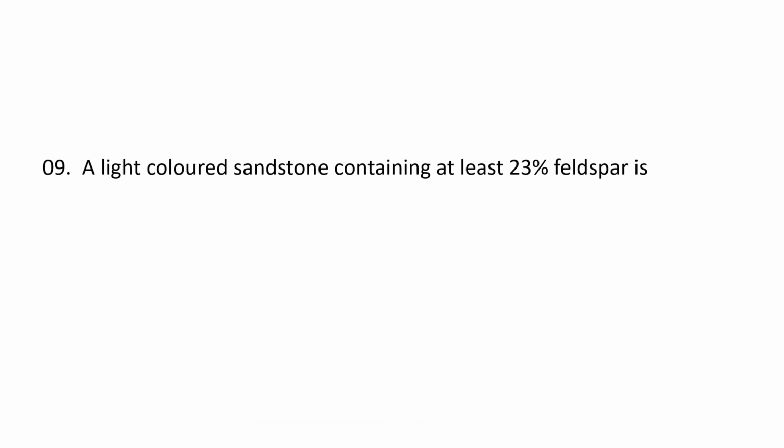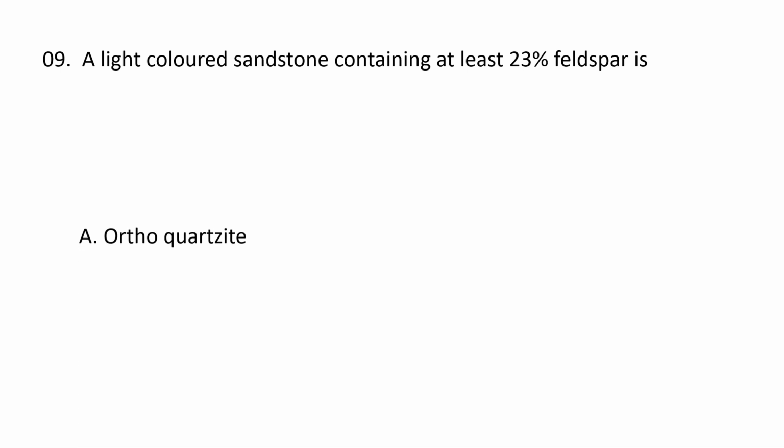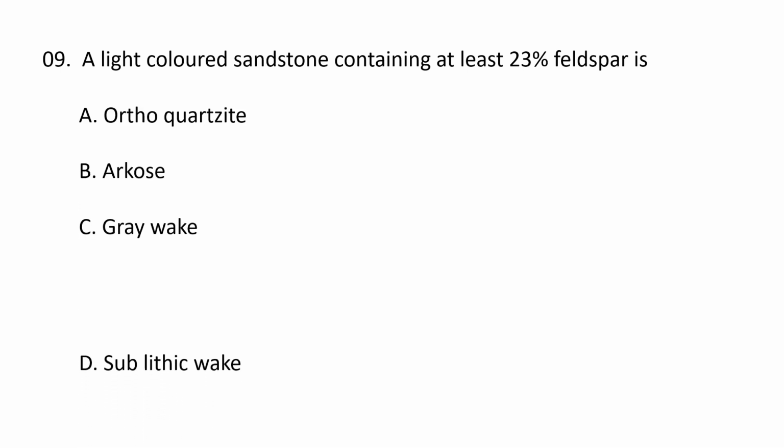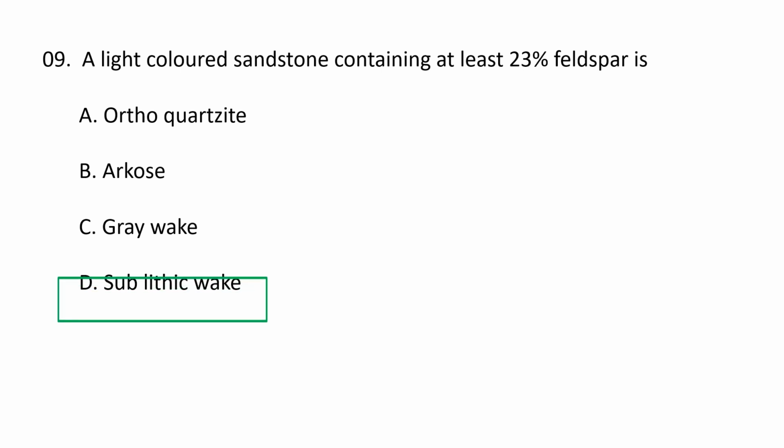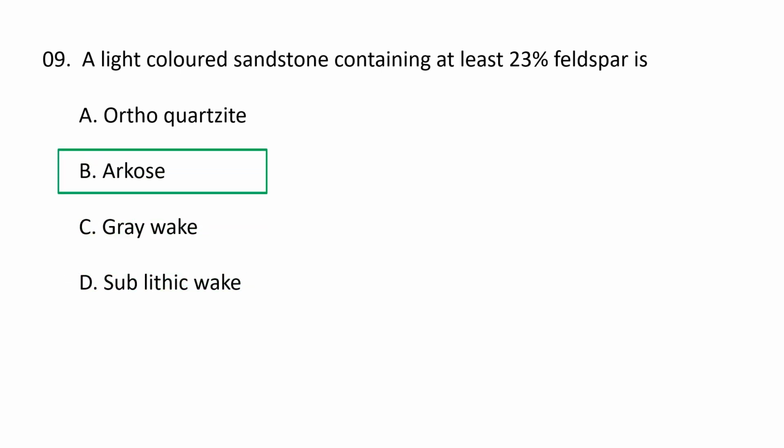Next question. A light colored sandstone containing at least 23% of feldspar is known as: A. Orthoquartzite, B. Arkose, C. Greywacke and D. Sublithic wacke. A light colored sandstone containing at least 23% of feldspar is known as arkose. Arkose is a type of sandstone that is made up of at least 20 to 23 to 25% of feldspar along with quartz, mica and other minerals. So B is the correct option.